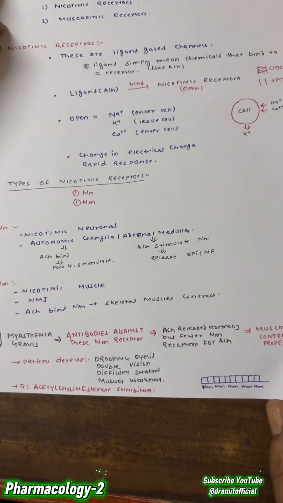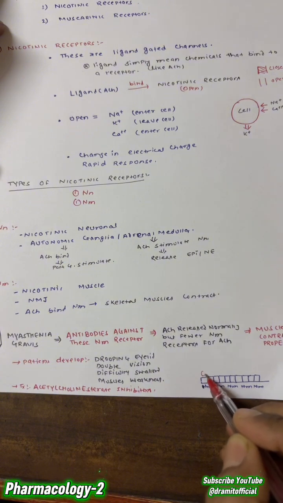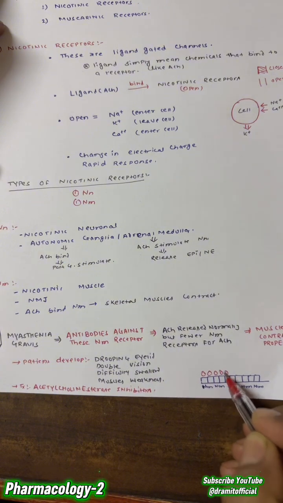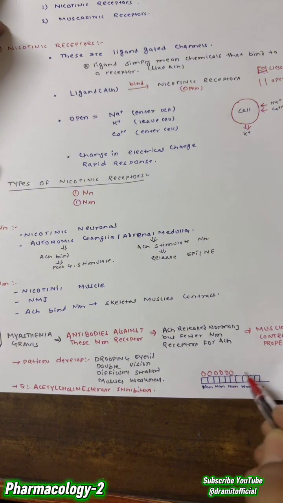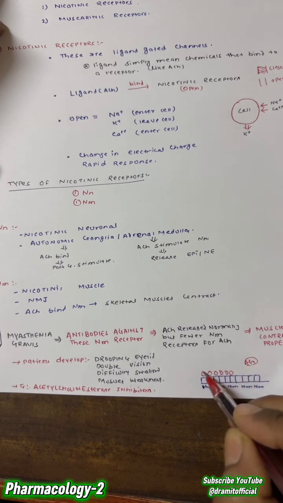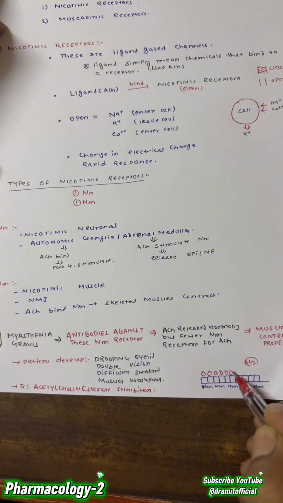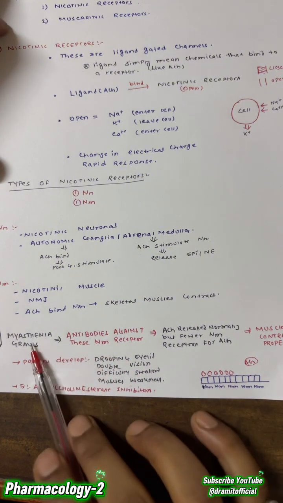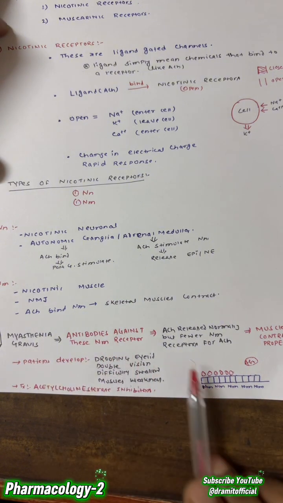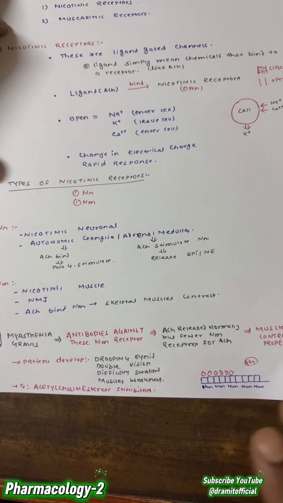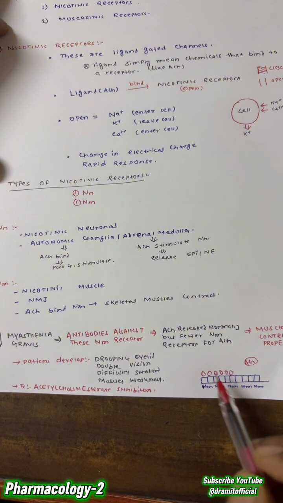Suppose these are the NM receptors. When antibodies start binding these NM receptors, there will be very little place for the ACH, because when ACH comes to bind over here, an antibody is already bound to these sites. So in myasthenia gravis, there are antibodies against these NM receptors. Our body is producing ACH in normal amount, but very few NM receptors are available for ACH, because all the receptors are getting occupied by these antibodies.